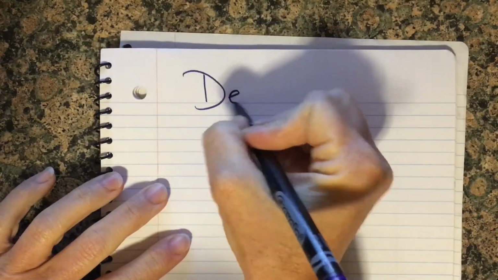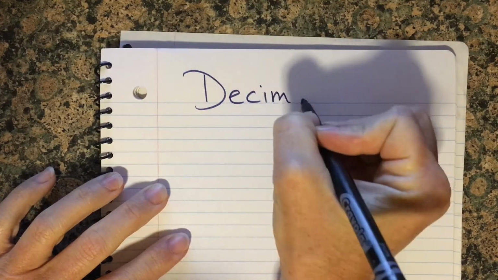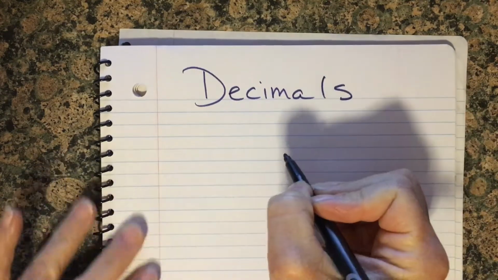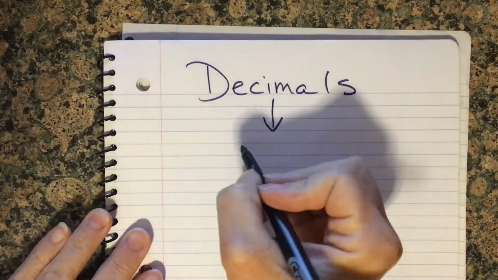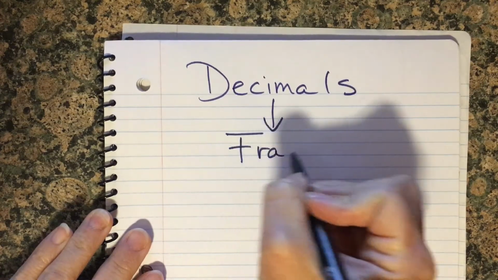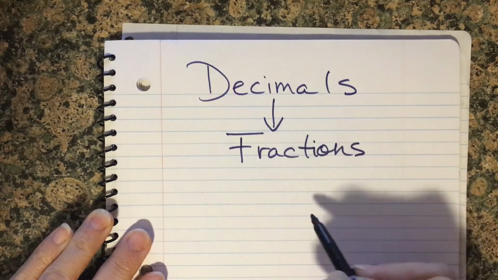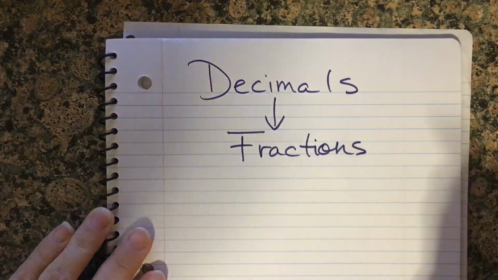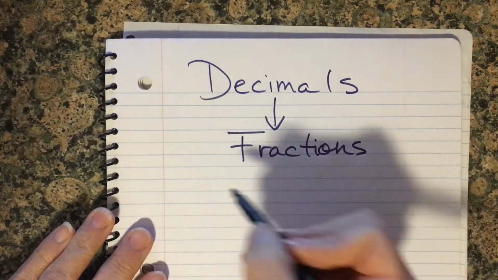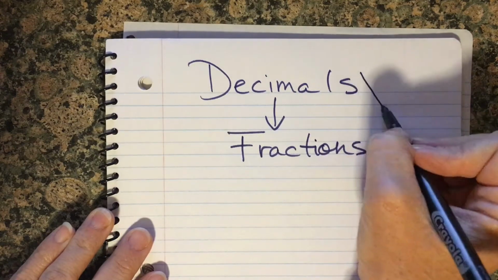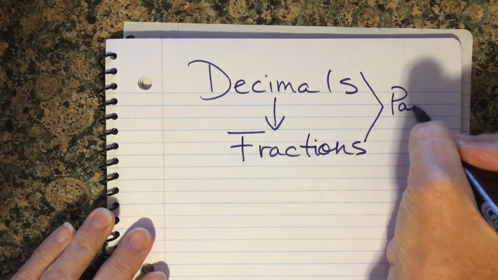We are starting our module on decimals, and I want to go over a couple of things with you about decimals before we get started. So decimals are just like fractions. We've been working on fractions for a month now, and decimals and fractions are actually very similar because they all show a part of a whole.